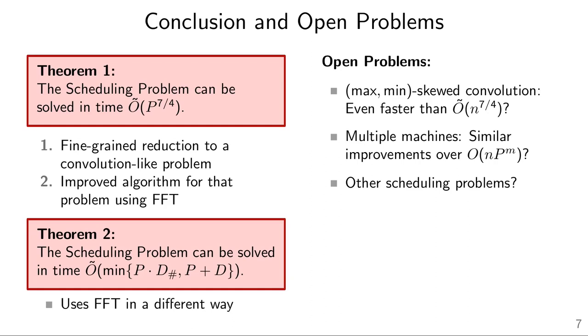But maybe we can also show some sort of conditional lower bound against this running time. Another question is, can we generalize the algorithm for the scheduling problem to the setting of multiple machines? The Lawler-Moore algorithm actually takes time n times p to the m in the setting where we have m parallel machines, but it's really not clear how our approach would generalize. Finally, are there other scheduling problems which could benefit from a similar treatment, from some sort of similar reduction to a convolution-like intermediate problem?